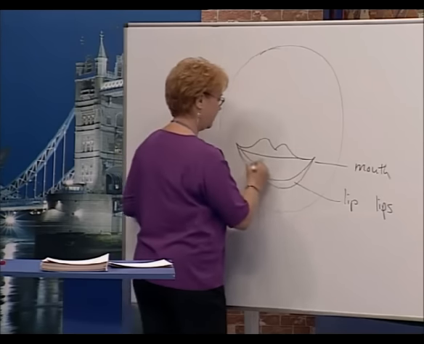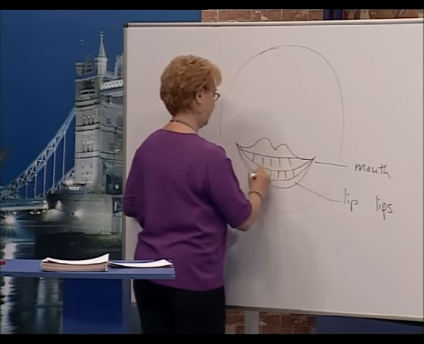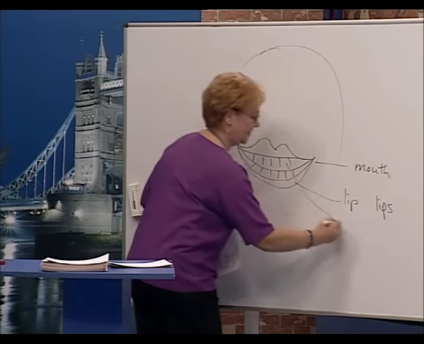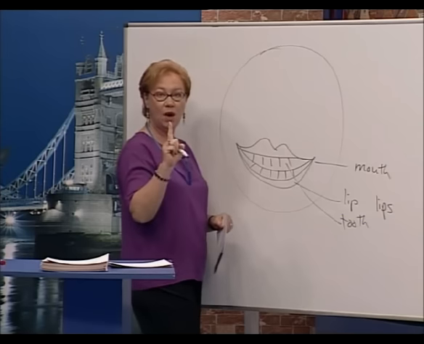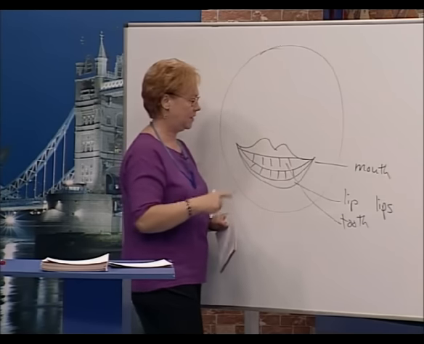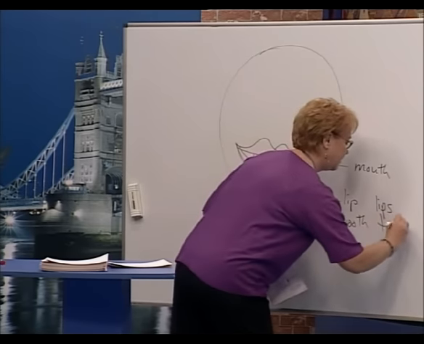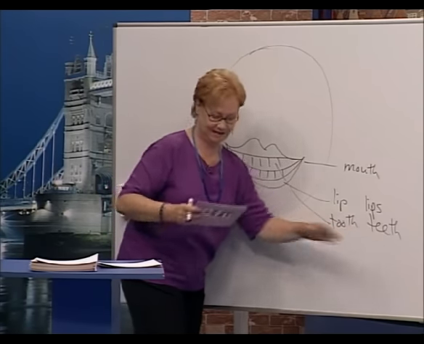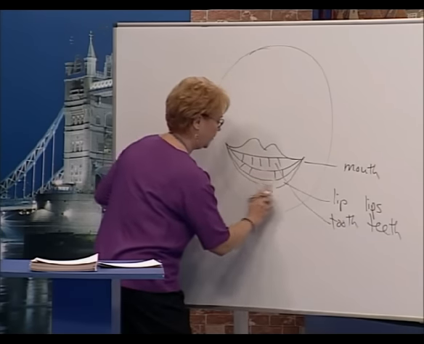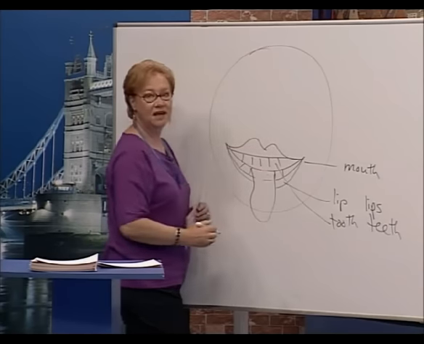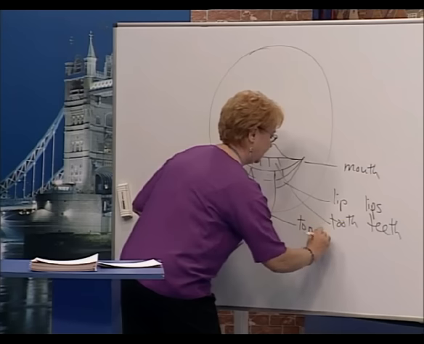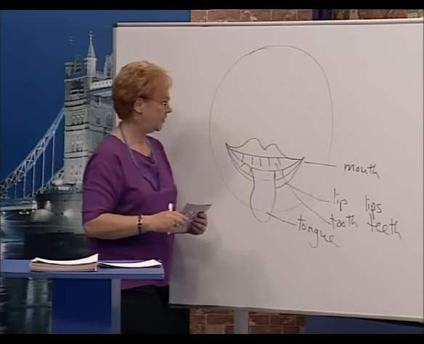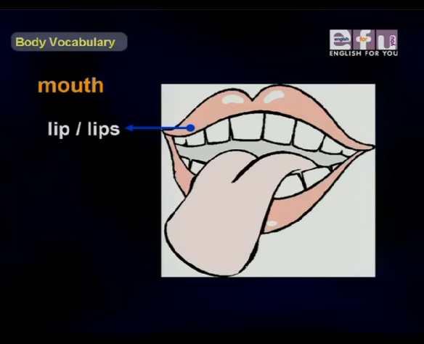Also, in the mouth, we have teeth. All right? Now, one is tooth. One tooth. Many is teeth. Teeth. This one is special, okay? Tooth, teeth. And then finally, we have the tongue. The tongue. All right? So for the mouth, we have lip, lips, tooth, teeth, and tongue.